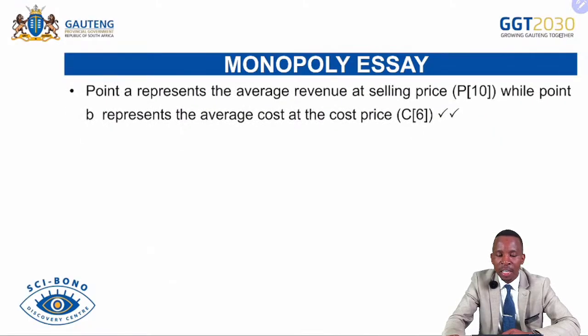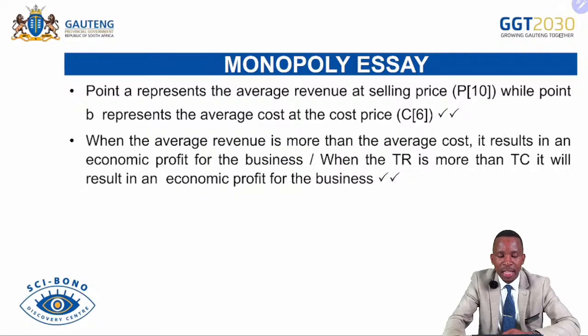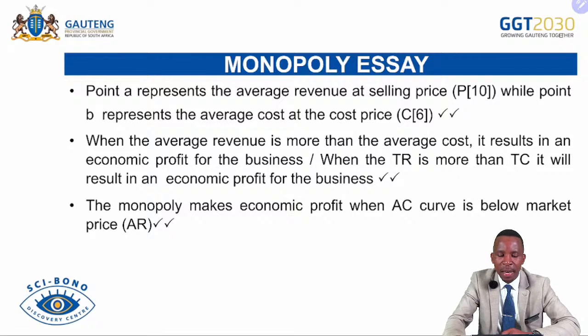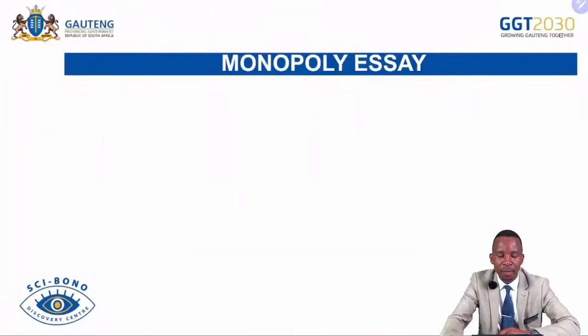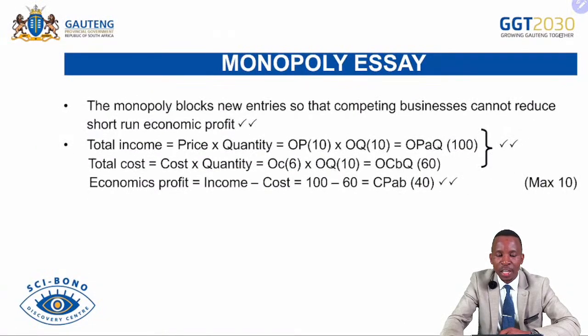Point A represents average revenue at the selling price of 10 rand, while point B represents average cost, which is C. When the average revenue is more than average cost, or when the total revenue is more than total cost, the firm makes economic profit. The monopoly makes economic profit when the AC curve is below the AR curve. If AC is just below AR, that means revenues are more than cost, and the firm is making economic profit. The monopoly blocks new entries so that competing businesses cannot reduce short-run economic profit.